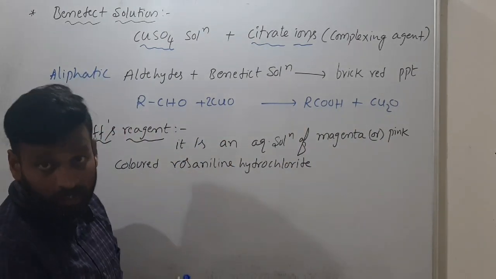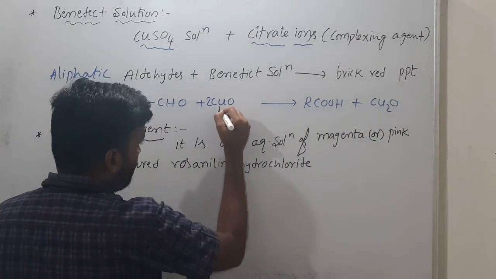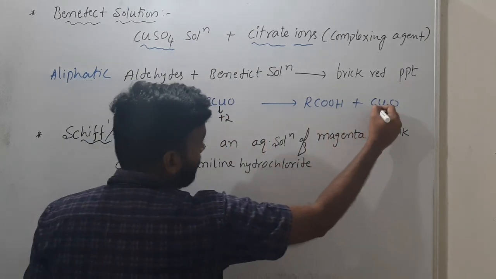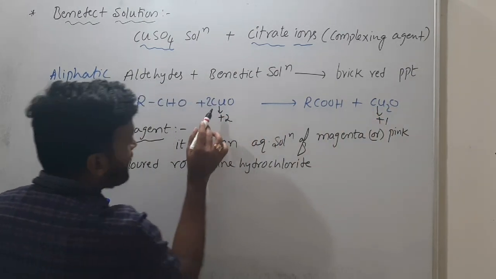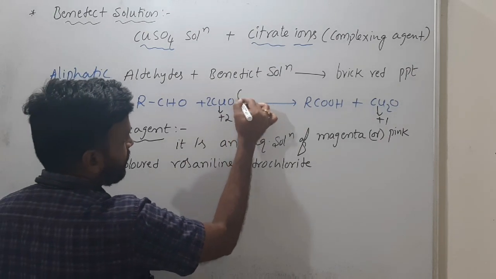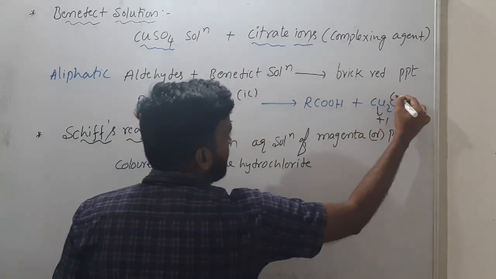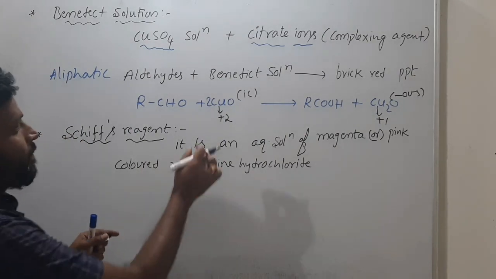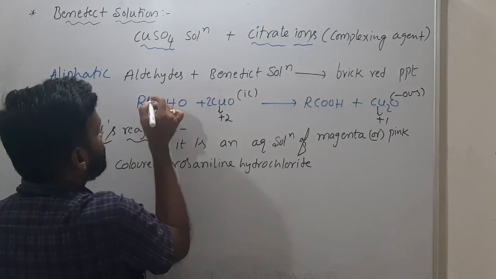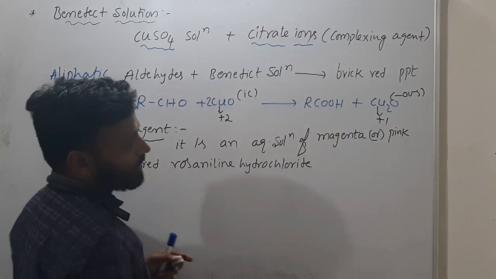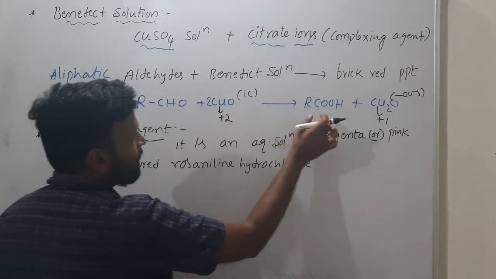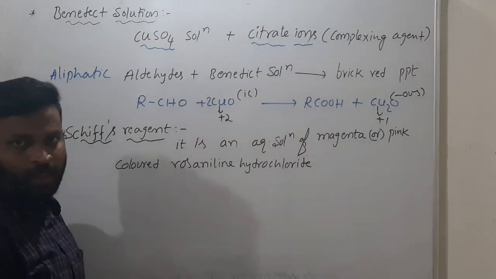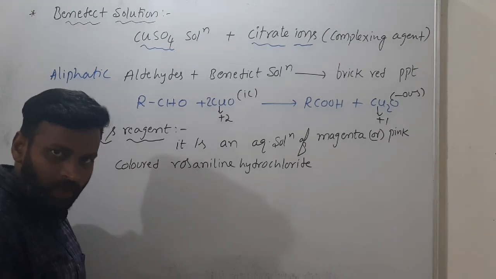So what is the important thing here? Copper oxidation state changes from +2 to +1. This is cupric; what is ic? This is cuprous. So copper has undergone reduction, and the aldehyde has undergone oxidation. So RCHO becomes RCOOH actually. So do you have clarity or not?